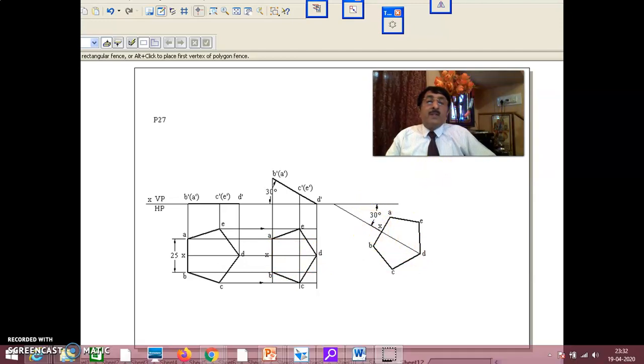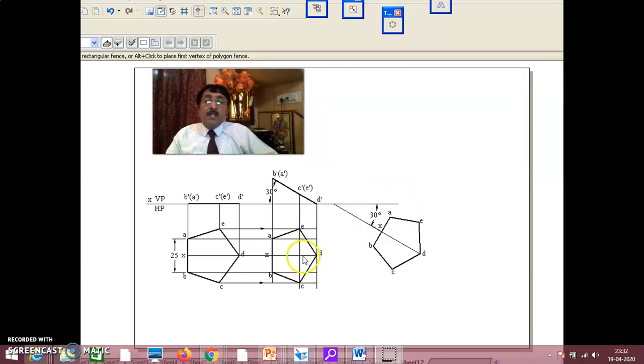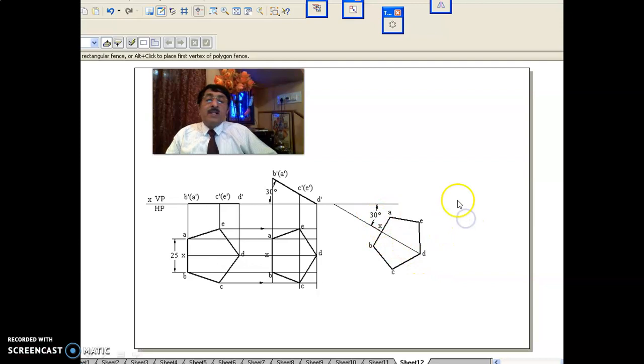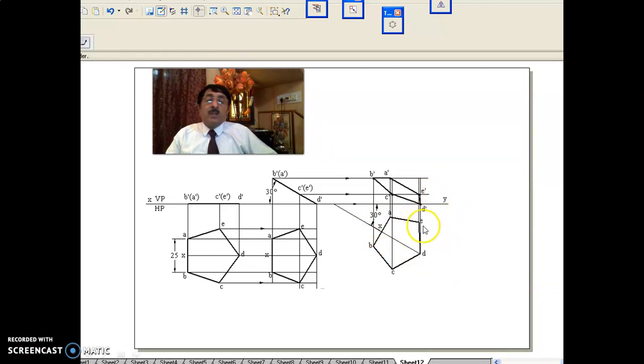When the top view of the median is inclined at 30 degrees to VP, you move, copy, paste and rotate it in such a way that DX is inclined at 30 degrees to VP. Then you take the projectors up, get the points and join the boundary. This is how it is seen in the front view.